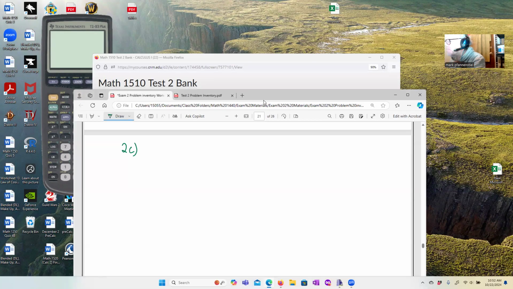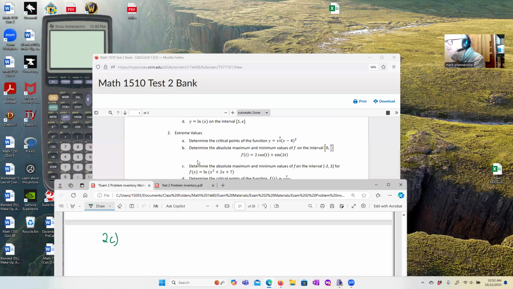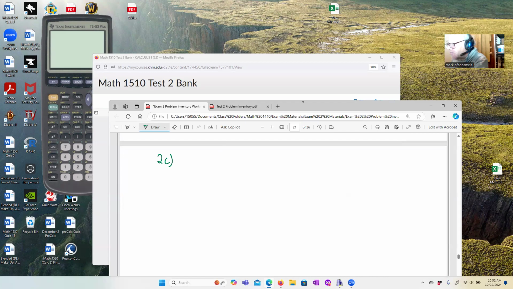And the problem that I'm looking at is we have to figure out the absolute max and min on the interval between -2 and +2 for the natural log of x squared plus 2x plus 7. So we're going to be dealing with y equals ln of x squared plus 2x plus 7 on the interval between -2 and +2. First thing we're going to do is investigate some critical points.